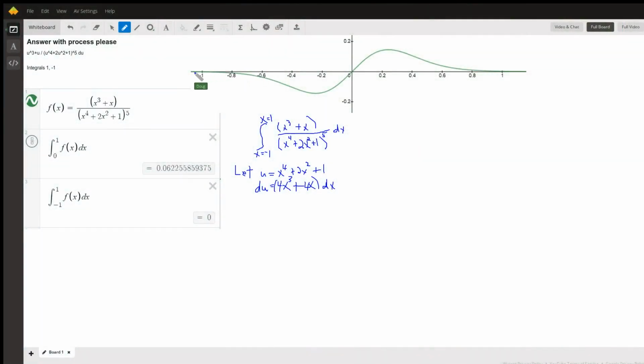Okay, over here we have a graph of the function x cubed plus x in the numerator divided by this trinomial, x to the fourth plus 2x squared plus 1, the quantity to the fifth power. And if we're going to integrate that function from -1 to 1, you can see that it looks like this area right here is equal to this area right here.